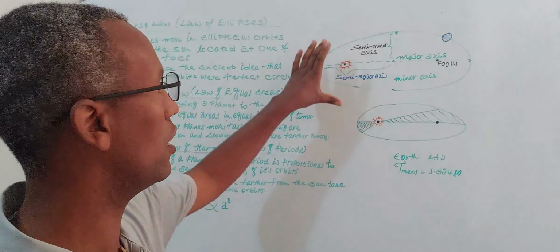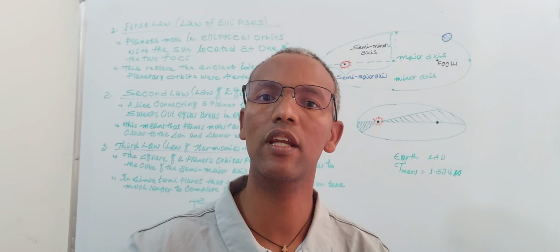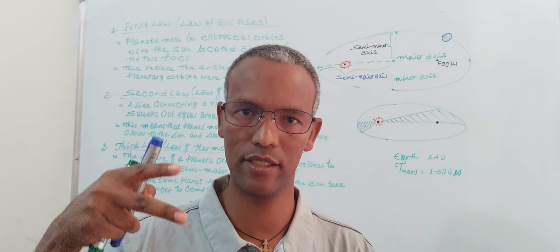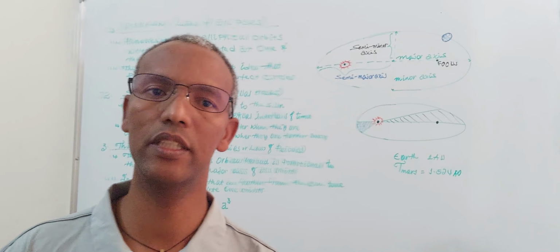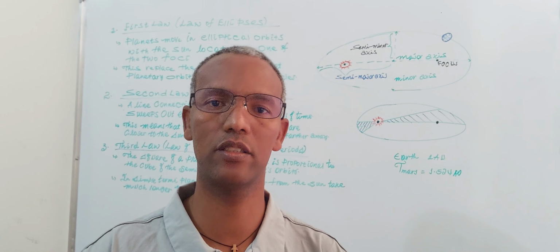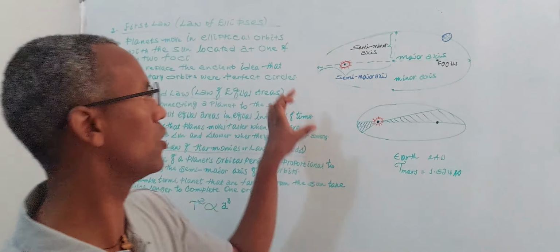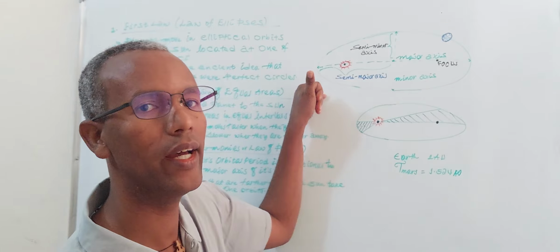Let's say this is an ellipse. This is a kind of stretched circle, not an exact circle. Basically, its orbit is not a circle. You need to understand it's a kind of stretched circle, and that is called an ellipse.